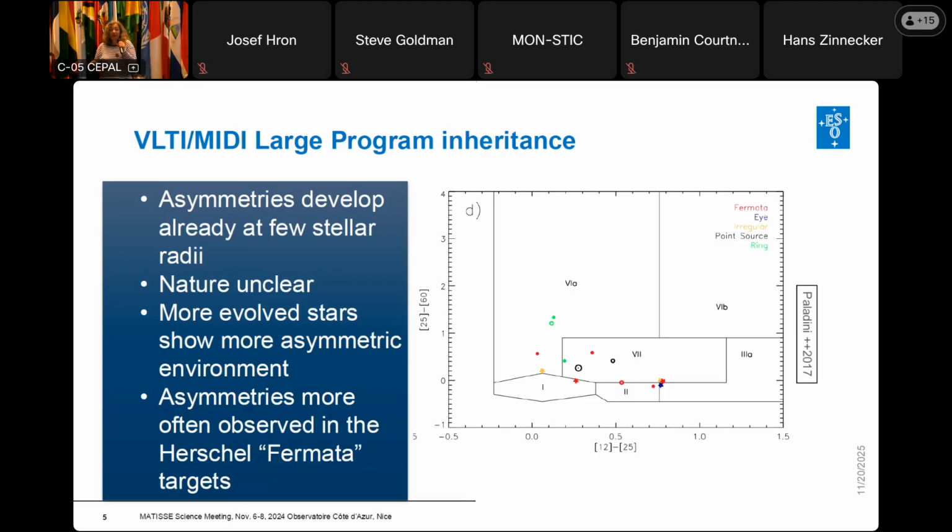We didn't know what they were, though we could guess convection, clumps. More evolved stars for us were showing more asymmetric environments. We were observing a subsample of the MASS Herschel program, and at that time, we detected that asymmetries were more often observed in the Herschel so-called fermata targets. So this is where we started from, and what got my attention, and what I was always very curious about, is the point: nature unclear. I wanted to see the pictures.